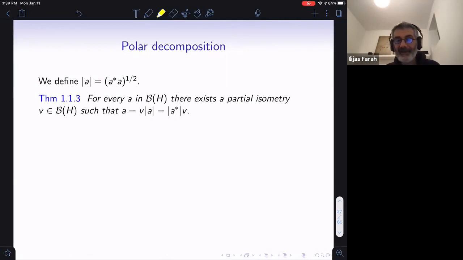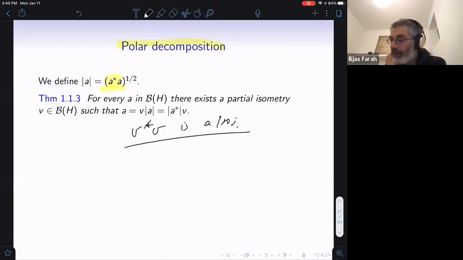All right, so yet another result of von Neumann. Here, A is an arbitrary operator, and the absolute value of A is defined as (A star A) to the 1/2. This makes sense because A star A is positive and square root is a continuous function on positive reals, so this is a well-defined operator. And the theorem is the polar decomposition. For any operator in B(H), there is a partial isometry V in B(H). What partial isometry means is that V star V is a projection. This implies that VV star is a projection as well, which satisfies A equals V times the absolute value of A.